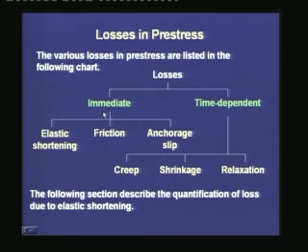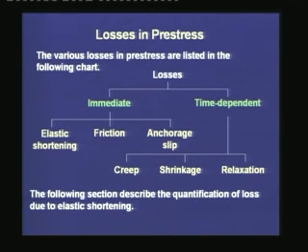Now, out of immediate losses, the important one is the elastic shortening, which is the shortening of the concrete member when the prestressing force is transferred to it. It's an immediate shortening. And then the second one is the friction. The friction is the drop in the prestressing force along the length of the prestressing tendon because of the curvature in the prestressing tendon. And the third one is the anchorage slip.